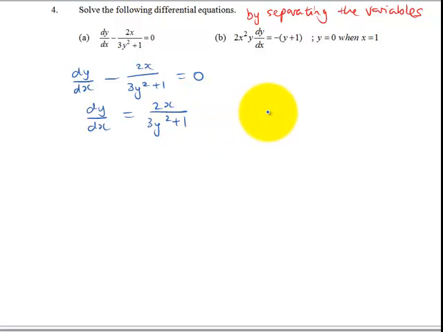So I can now separate the variables by putting all the y's on the left. So I see dy here and I see 3y squared plus 1. So 3y squared plus 1 multiply up. dy is here. So all the y's are on the left. Now I'm going to put all the x on the right. So 2x is here, and dx can be multiplied up.